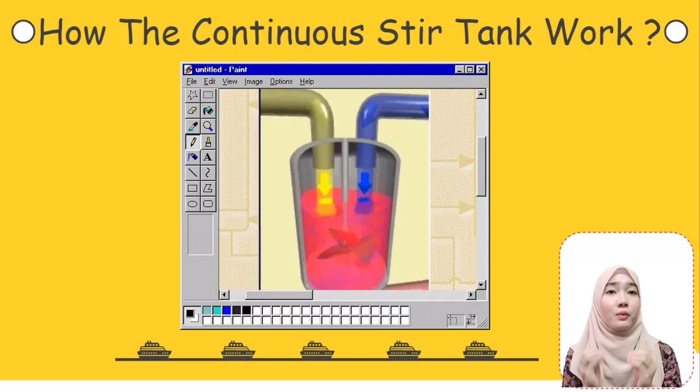Products are continuously removed, while reactants are continuously introduced into the reactor. CSTRs are very well mixed. The contents have comparatively uniform properties such as temperature, density, and so on. The conditions in the reactor's exit stream are the same as those inside the tank.